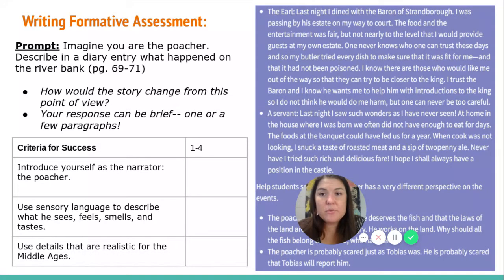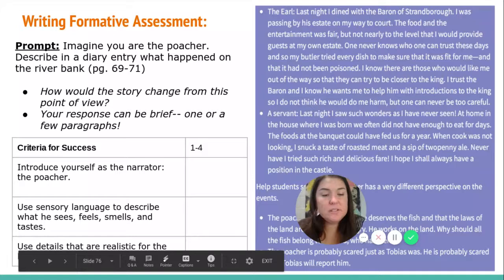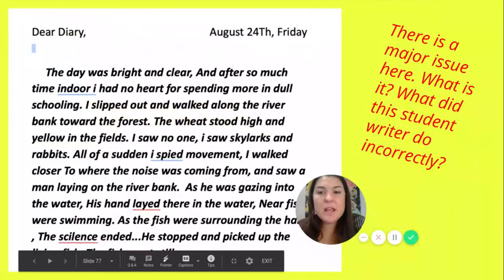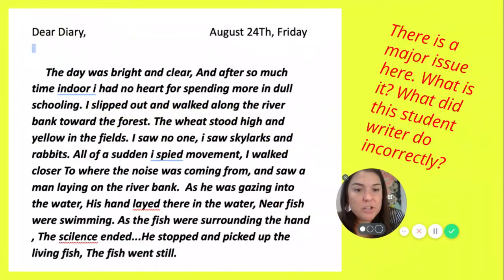And here are some examples of what students have done in the past. Now, here's one that had a major, major issue. And I want you to look at this. There's a major issue here, and I want you to think about what the student did incorrectly. So I want you to pause the video, and I put my big thumbs up. Pause the video on my thumbs up, and I want you to read this to yourself. Okay, we're back. Hopefully you've read it and you paused it and you read this.